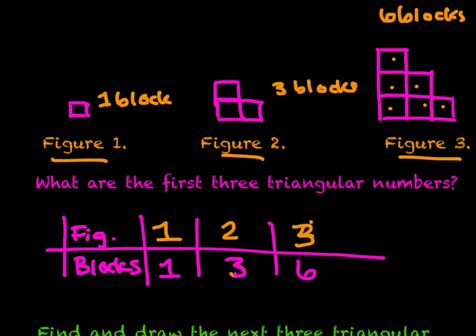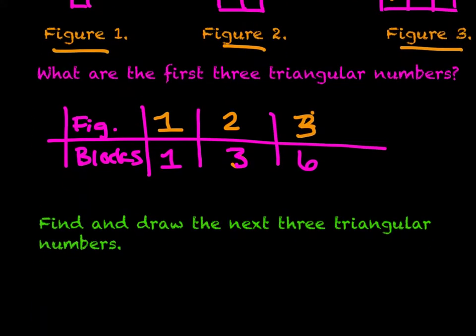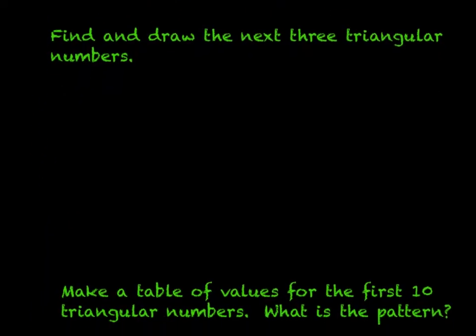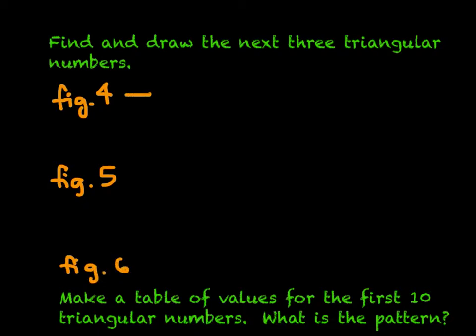So now we're going to look at this and create a couple more steps. I want to find and draw the next 3 triangular numbers. So if I need a figure number 4, I need to make a figure number 5, and I need to make a figure number 6. I should be able to create those various steps.